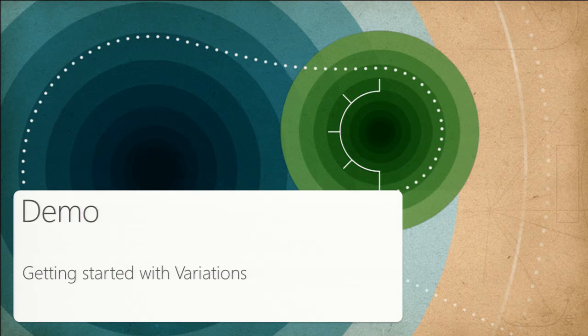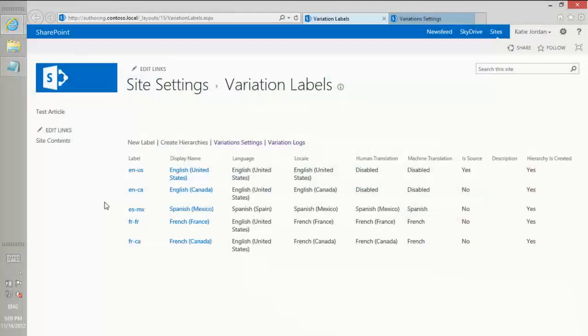So let's take a little look at the getting started experience for variations. In this case, like we said, Contoso has been using variations for a while now. They're in the French market, and they're getting ready to expand. So let's just take a look at what they'd see when they start out. Here's the variation labels UI, and we can see that we have a number of labels already set up. But I'm just going to go into one and call a couple of things out here.